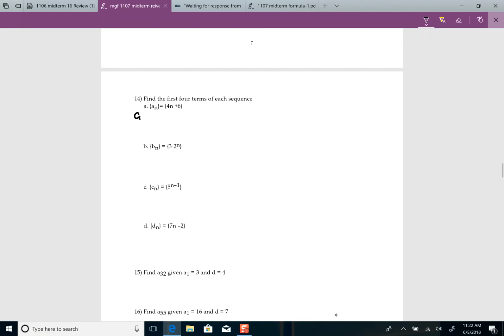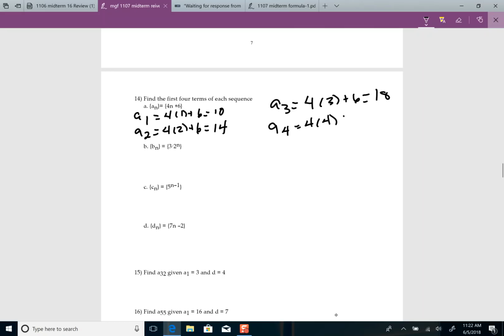So if I were to plug in 1, I would have 4 times 1 plus 6, which would be 10. If I plug in 2, I have 4 times 2 plus 6. So this is 8 plus 6 is 14. A3, I have 4 times 3 plus 6, so this is 12 plus 6 is 18. And then A4 is 4 times 4 plus 6, which is 22. If you can just see that they're increasing by 4, I went 10, 14, 18, 22, maybe that helps.